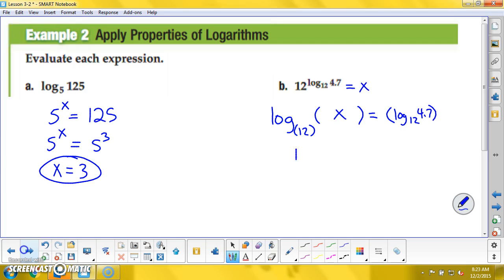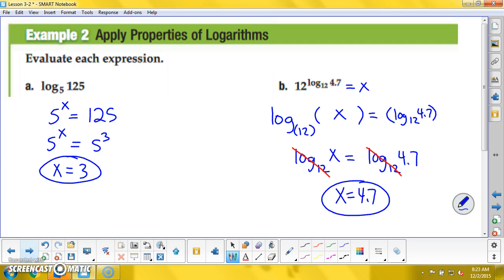So if you take a look at what we have, we got the log of x base 12 equals the log of 4.7 base 12. Since the bases are the same on both sides for the logs, you can basically just cancel them out like that, and you just get your answer of 4.7. So that one's a little bit different, you guys. We changed it from exponential form into log form, and then we were able to solve for x from there.